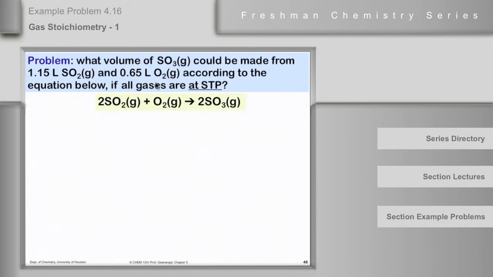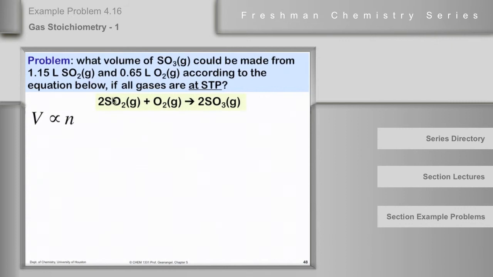Assume that it's a limiting reactant problem, treat it accordingly, and take each one of these, assume it's a limiting reactant, figure out how much SO3 you could make from it, and the one that makes the less SO3 is in fact the limiting reactant, right? Now, here's where everything's different.